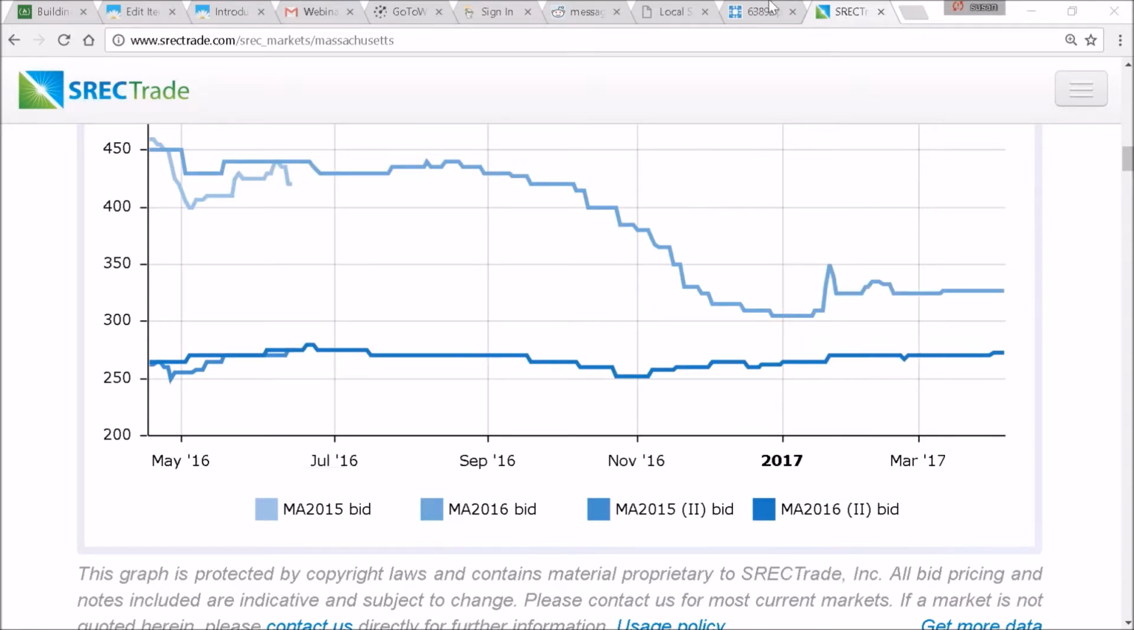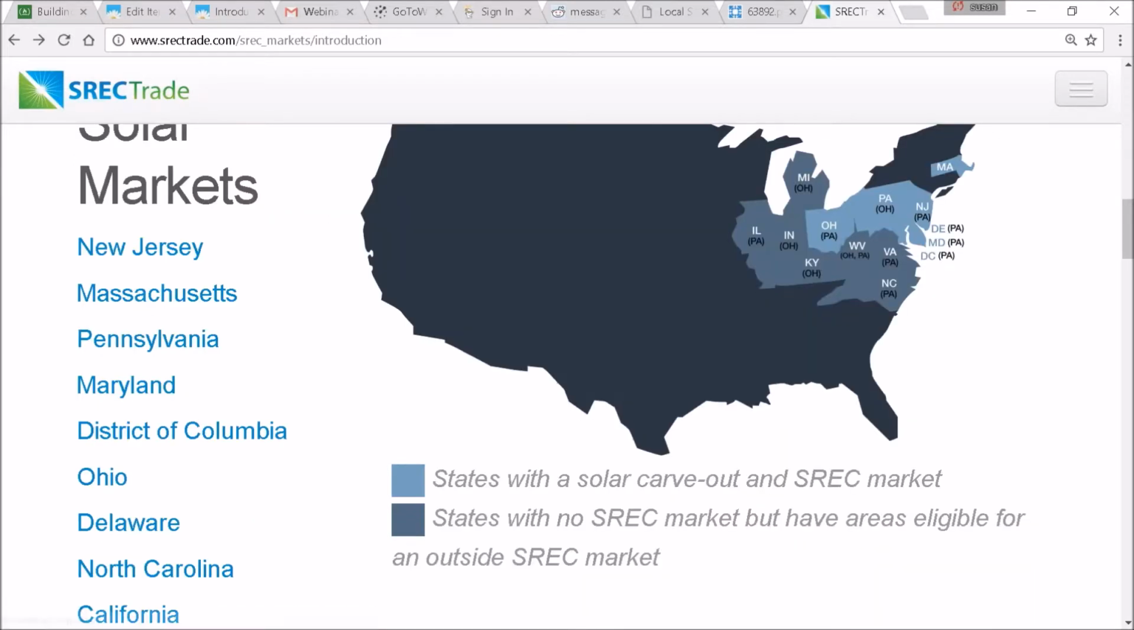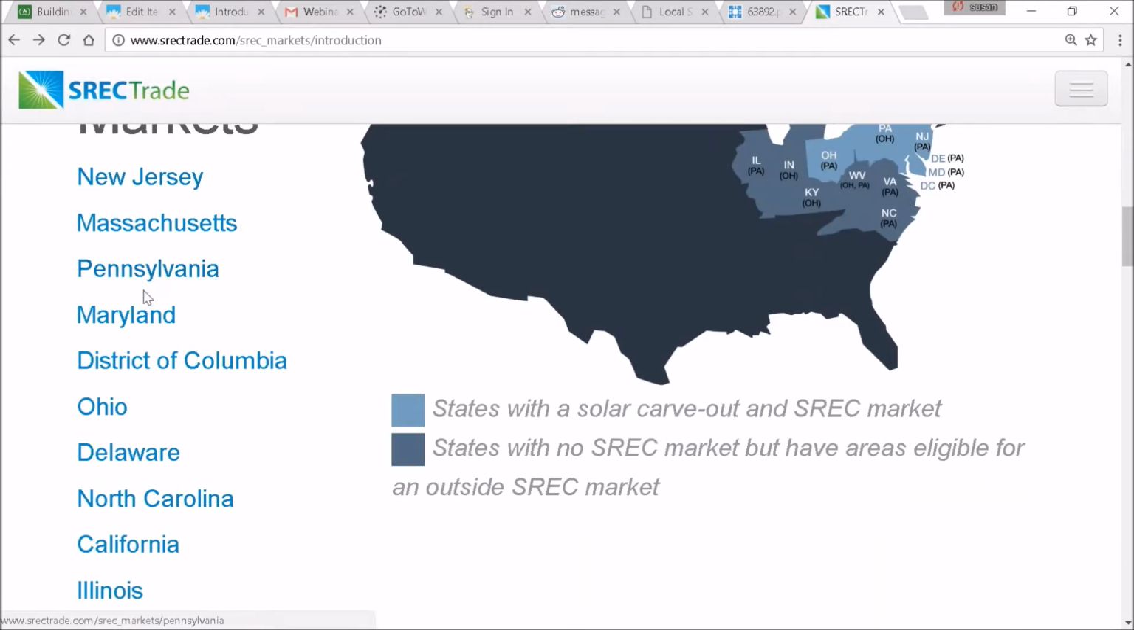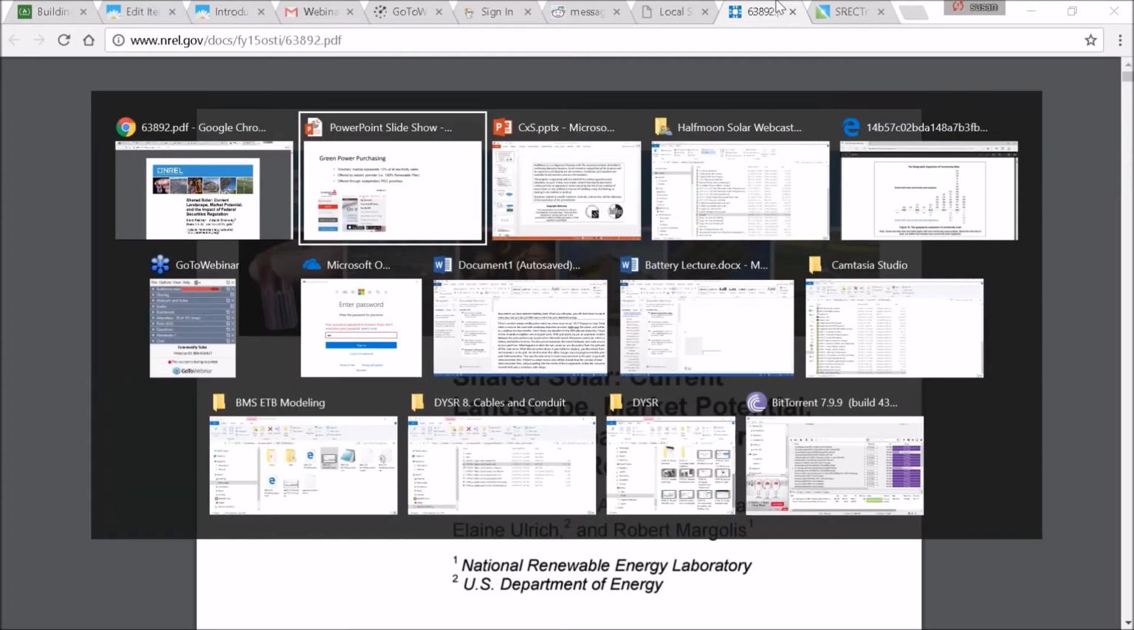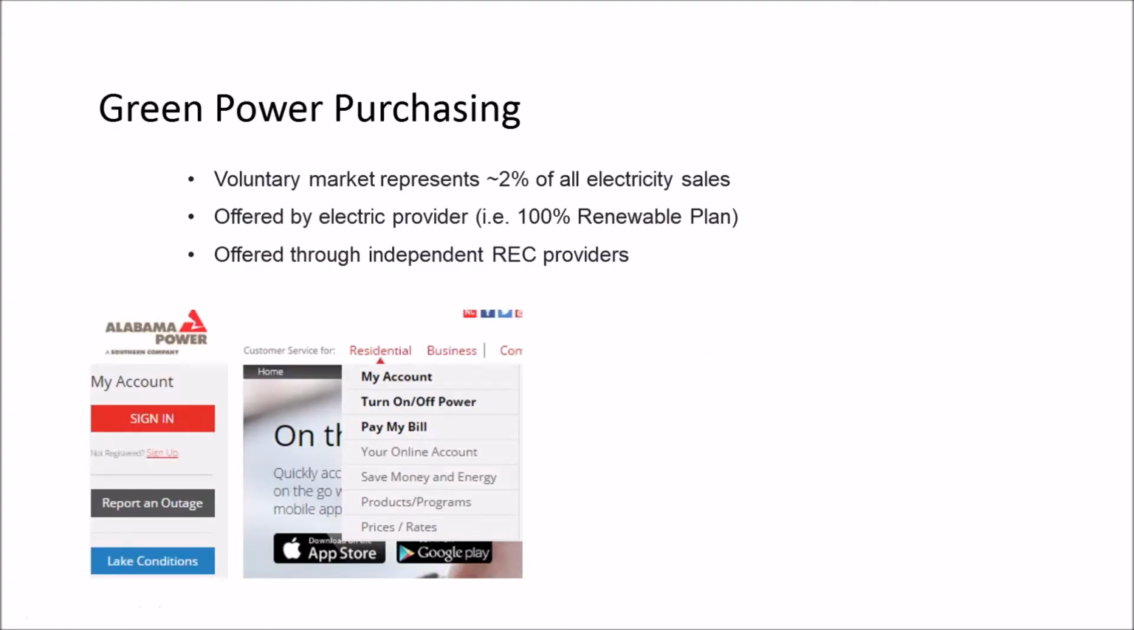Another good thing about SREC Trade is, if you're wondering what the states are that have high-priced solar renewable energy credits, here's a list of the markets that they participate in, and not all of these markets have very high-priced RECs. It's really right now just New Jersey and Massachusetts and DC. Pretty much if you ever get an offer for buying all of your renewable energy credits, you should probably take it. More on that in a minute.